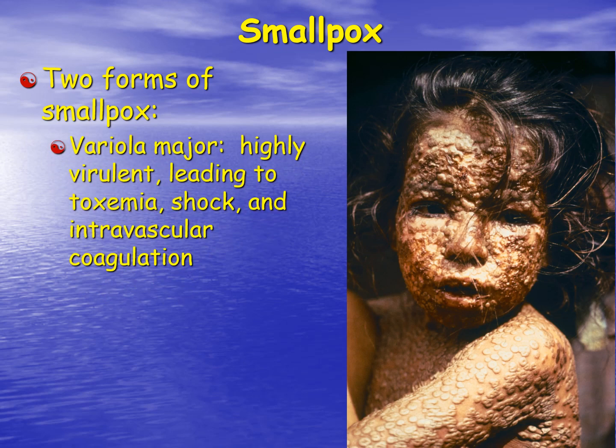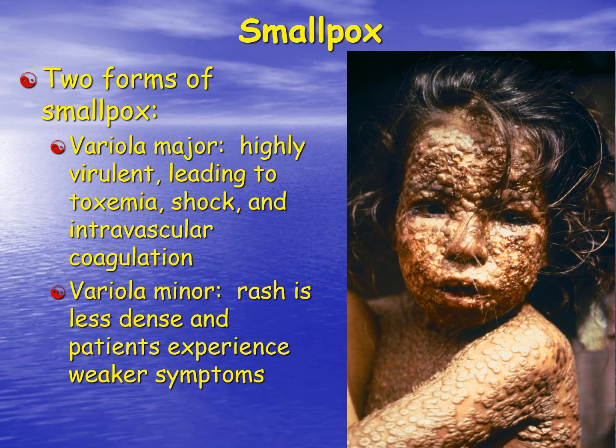There are two forms of smallpox. Variola major, which by the way is another name for smallpox, is caused by the variola virus. But variola major is highly virulent. It leads oftentimes to toxemia, shock, and intravascular coagulation. And so this is the more deadly form of smallpox. With variola minor, the rash is less dense, and typically patients experience much weaker symptoms, and death is not as high.